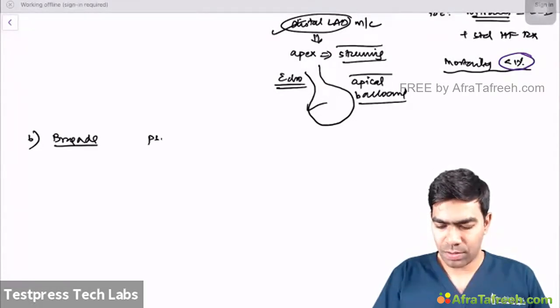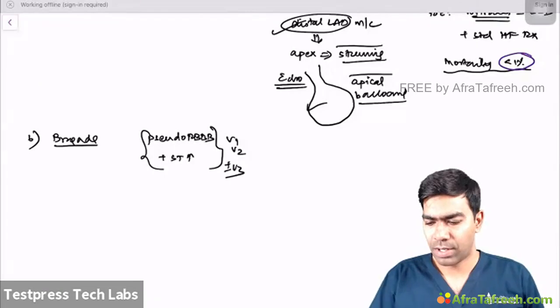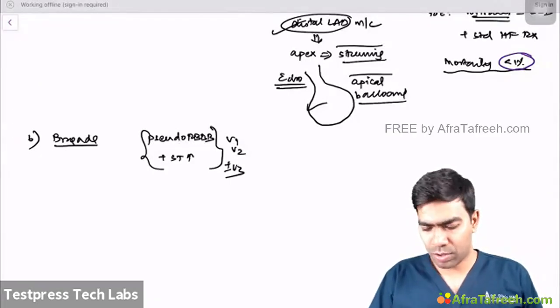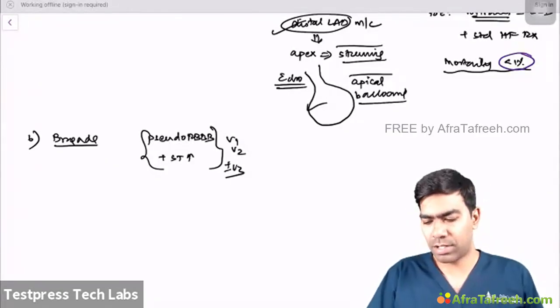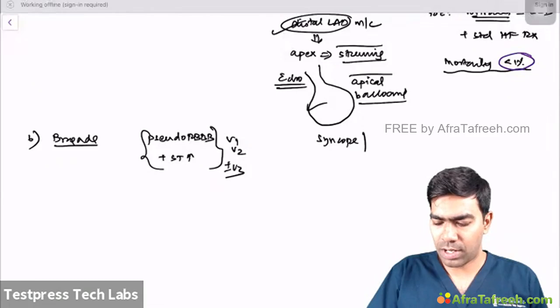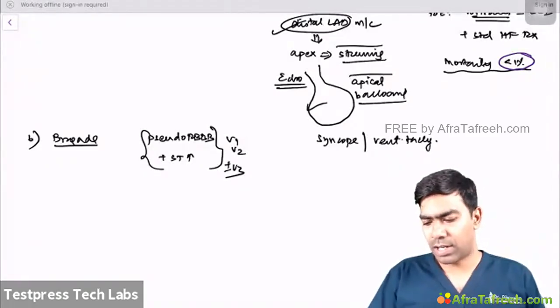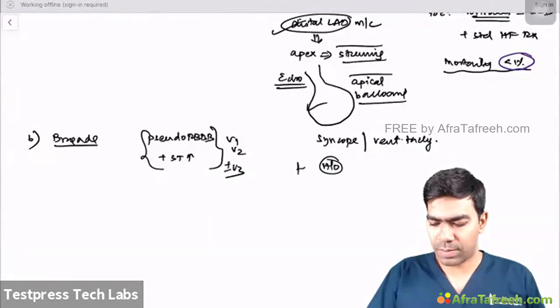You know, there will be a pseudo RBBB in the ECG. Along with that, you will have ST elevation in leads V1, V2, plus or minus V3. So this is classic Brugada. And of course, clinically, the patient will come with syncope or probably a ventricular tachyarrhythmia like VT or VF. And there is a family history of sudden death, especially family history of sudden death will be there.